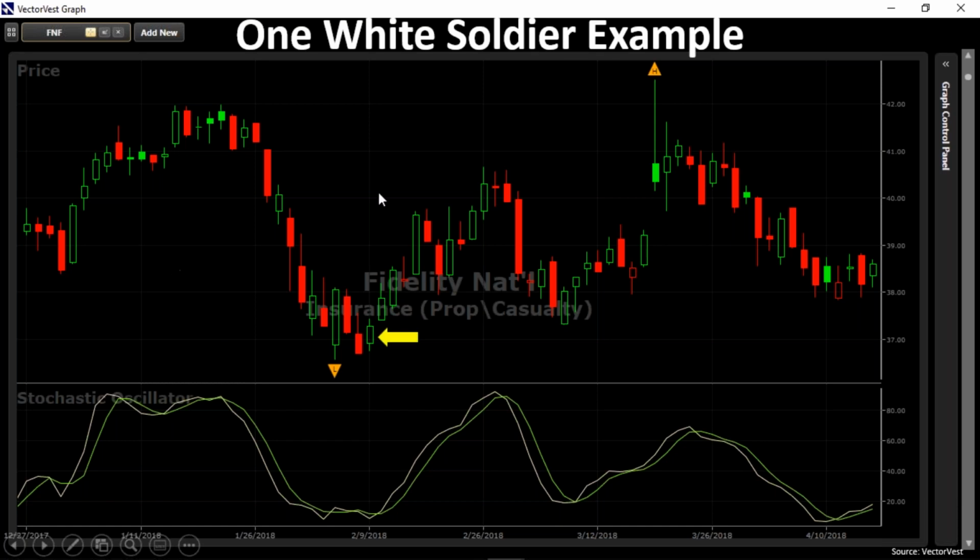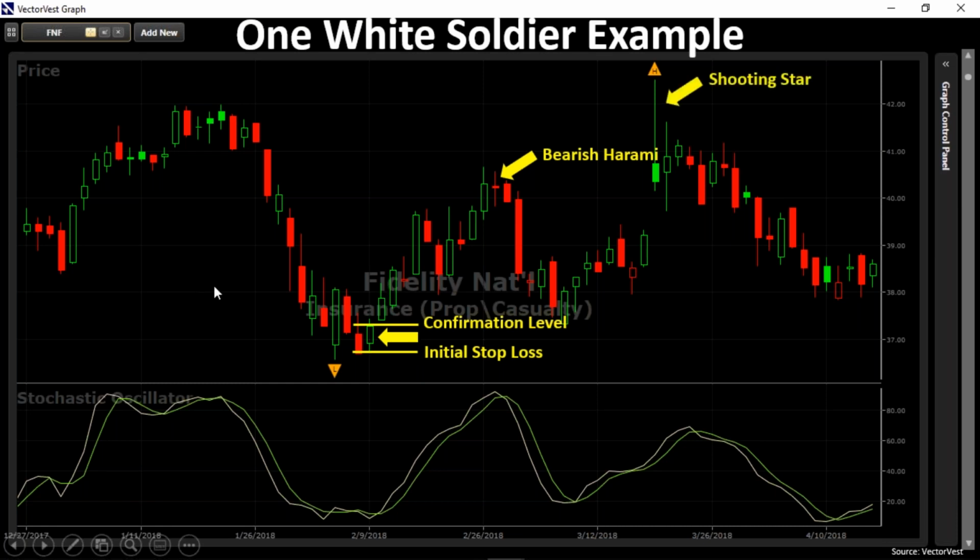Okay, here's your one white soldier, right? Here's your downtrend. There's your new closing low with the filled red bar, stochastics below 20. There's our confirmation level. There's our initial stop loss. We got our confirmation the next day. Where may we look to take gains off the table? Well, stochastics goes above 80, and we see a bearish Harami. Right? See a bearish Harami. Do we get confirmation the next day? We sure do. Okay. So you may look to take the gain off the table there.